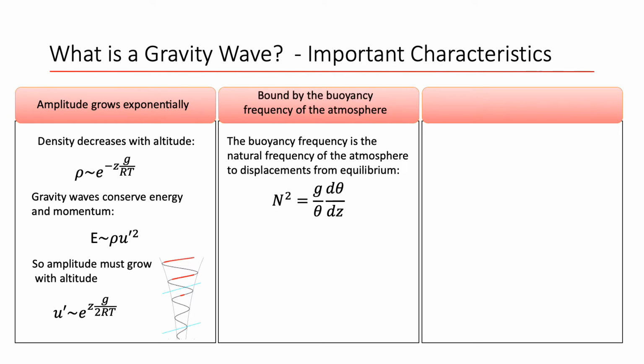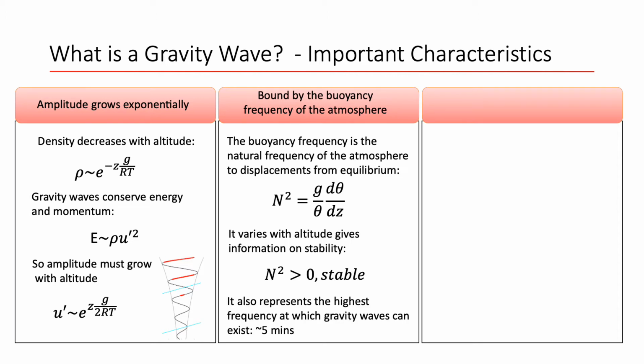Also, gravity waves are bound by the buoyancy frequency of the atmosphere. The buoyancy frequency is the natural oscillation frequency of the atmosphere if a parcel is lifted vertically from equilibrium. It's proportional to this theta term, which is the potential temperature, but it's essentially proportional to the gradient of the density. The N squared term gives information on the stability of the atmosphere.